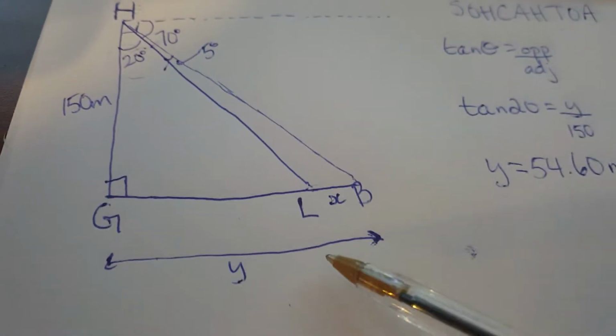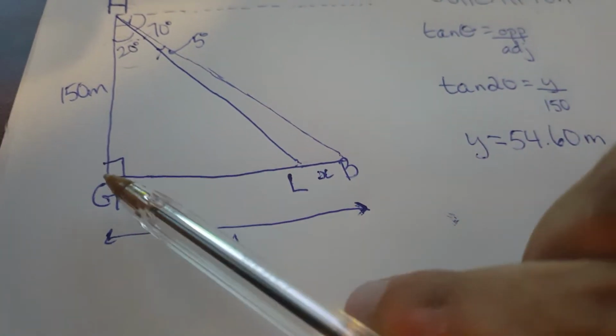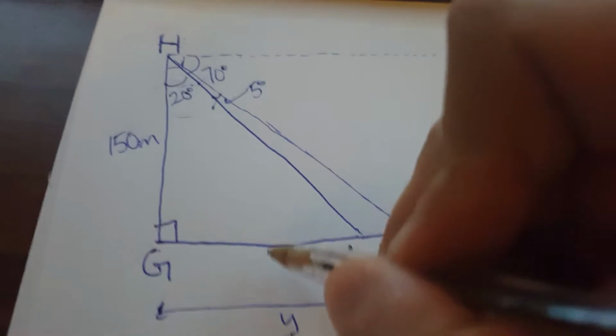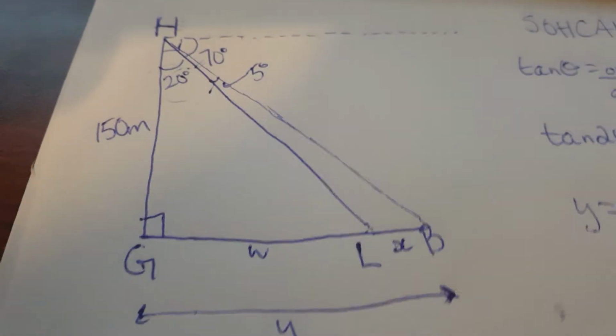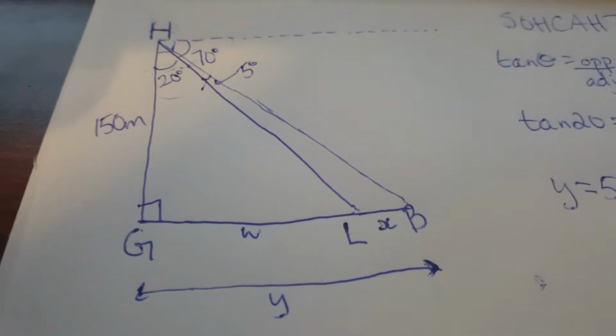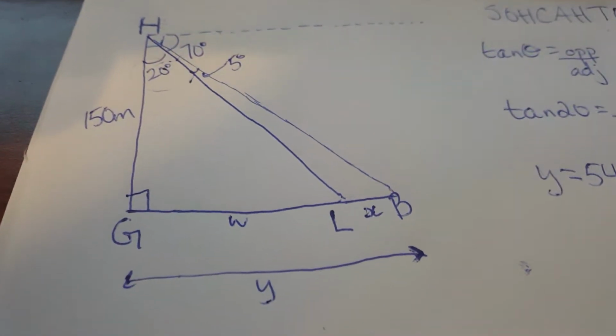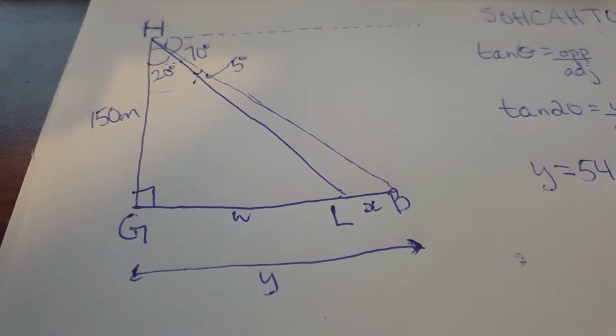But I want x. So I have all this y. There's no way I can find the x directly. But if I find GL, which I'm going to call W, it doesn't matter, it's any letter. So if I find G and L, then I can get my entire side.